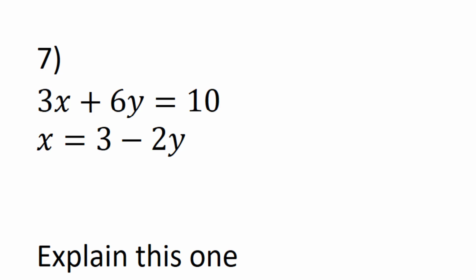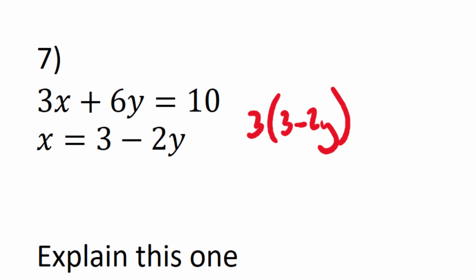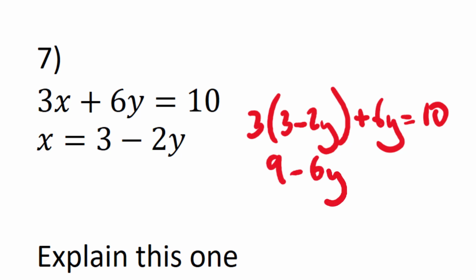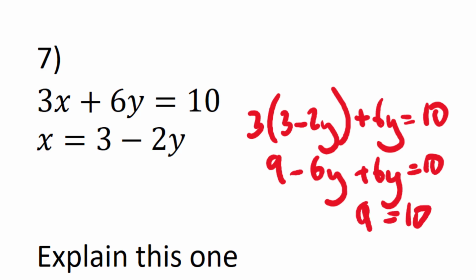So a lot of you made good progress on this question, but didn't really explain it. Let's substitute that x in there. 3 minus 2y plus 6y equals 10. That gives us 9 minus 6y plus 6y equals 10. 9 equals 10. And I had lots of crying emojis and exclamation marks. Or people just writing and saying, no solution. No solution is the correct answer, but why?